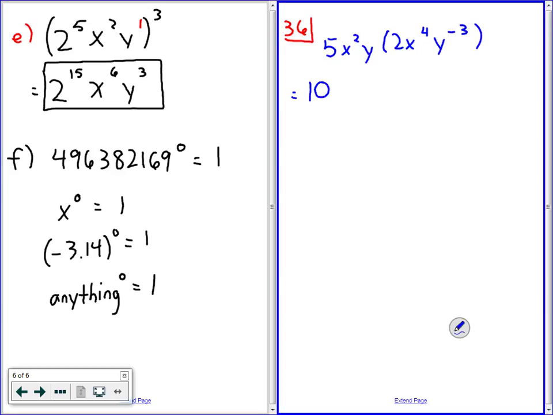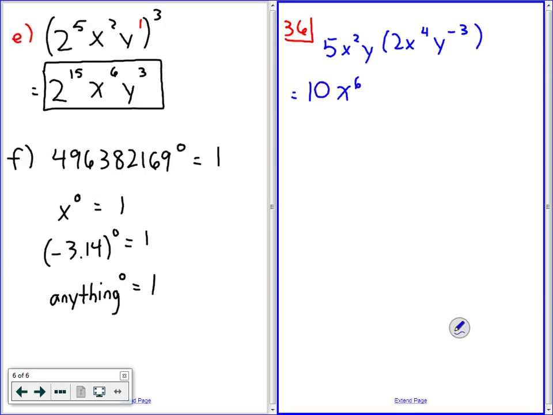Now, x squared times x to the 4th. Jacob, be brave. You can do this. X to the 8th. Careful. When you're multiplying powers, you don't multiply the exponents. You want to add the exponents instead, right? So this is going to be x to the 6th.